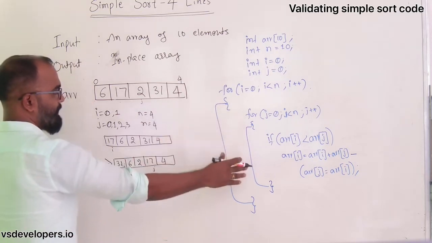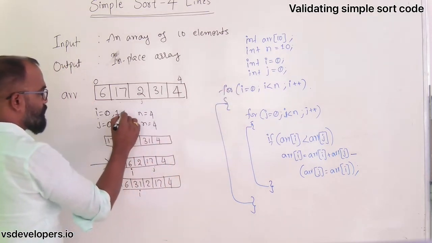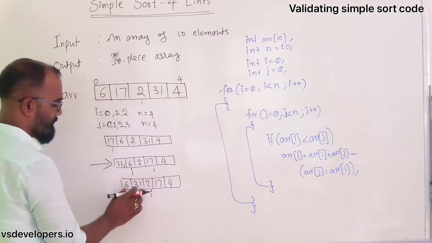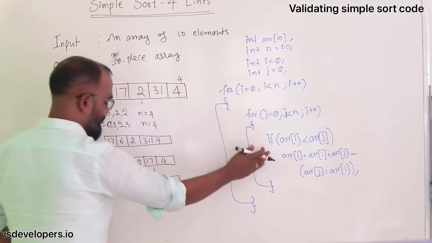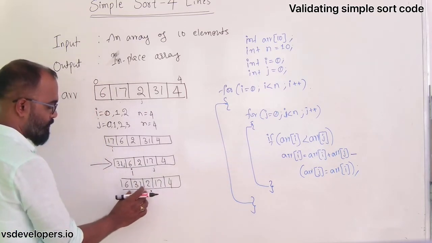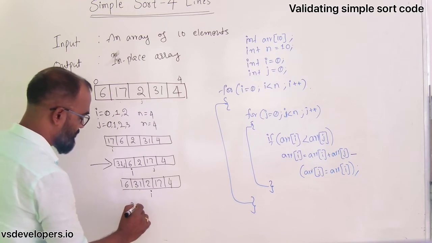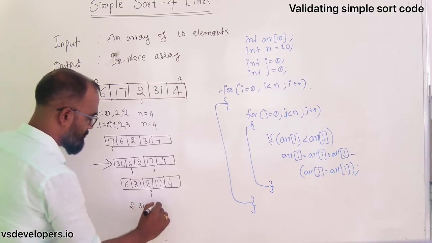Now the inner loop exits, and in the outer loop I becomes 2. So when I becomes 2, your I is here. Again, you get inside and start comparing 2 with 6. Yes, 2 is smaller than 6. So therefore, your 2 and 6 are swapped. 17, 4.